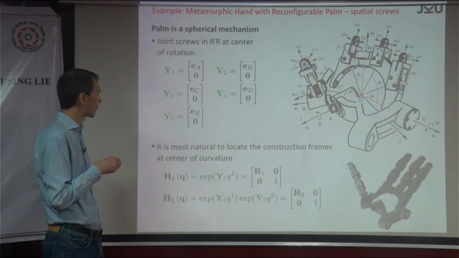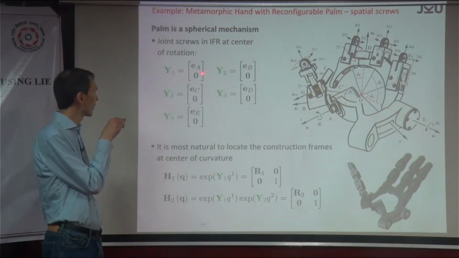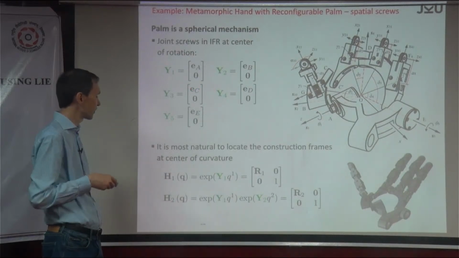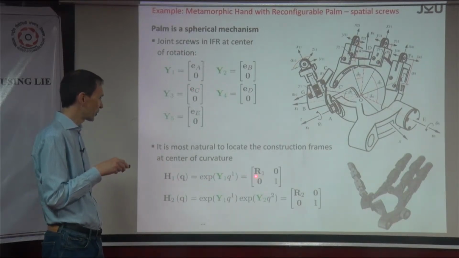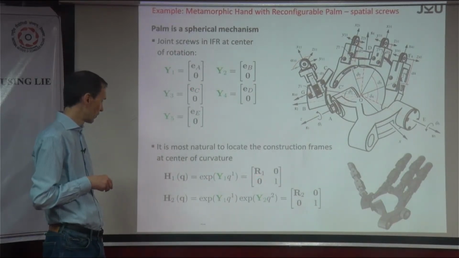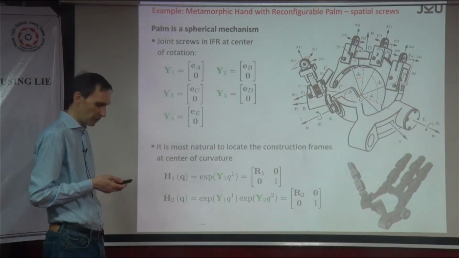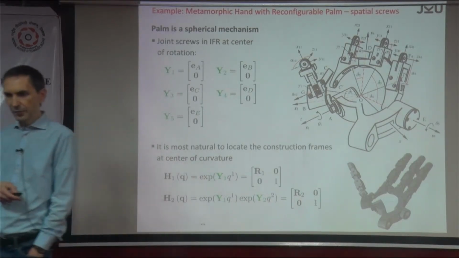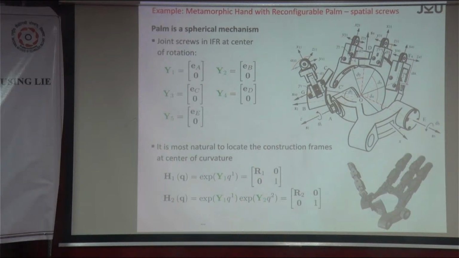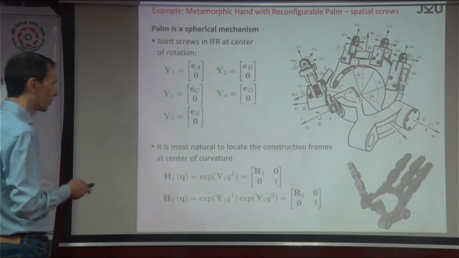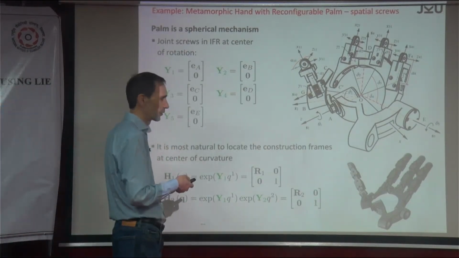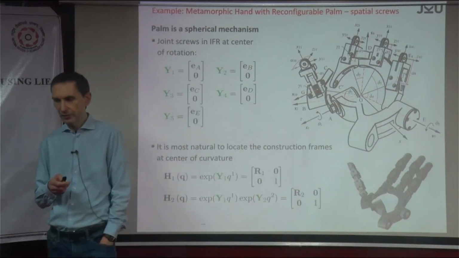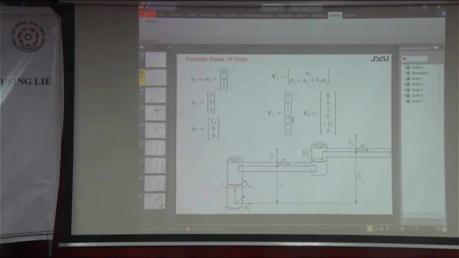That's why I'm doing it, because the screw coordinates all have 0 components for the translational part, and the homogeneous matrices reduce just to the rotations, and that's it. I just want to point out that in many cases you can deliberately introduce an inertial frame that simplifies the whole thing. Okay, there we are with this part. Any questions?